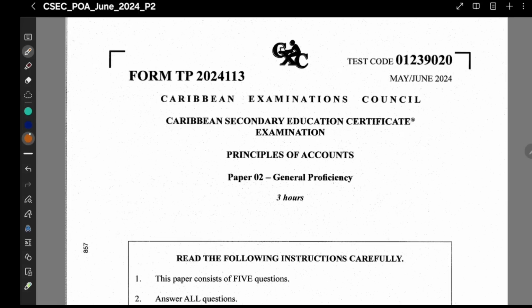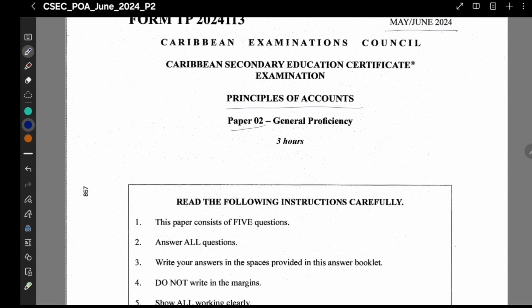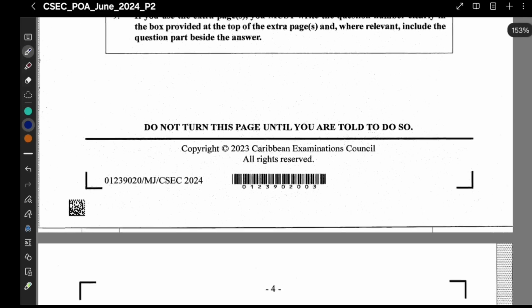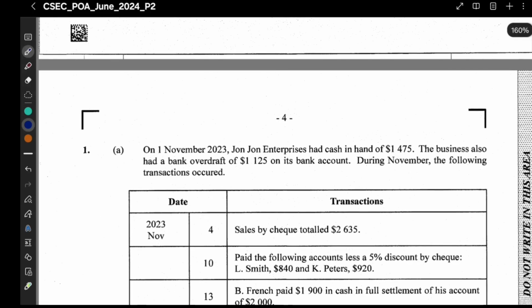And today I'll be taking you through Principal Accounts Paper 2 for May-June 2024. This has been one of the most challenging papers in the past years. So let's go through. We'll start with question 1.